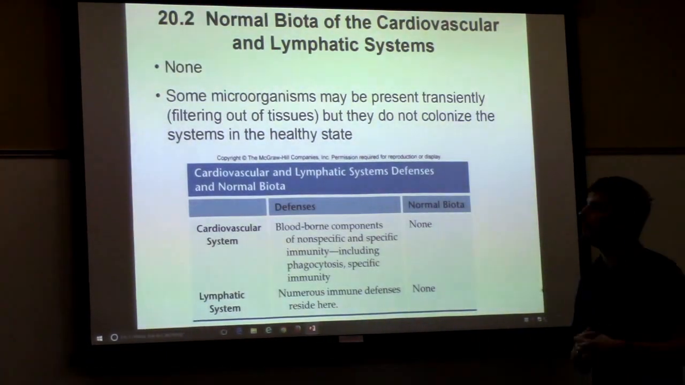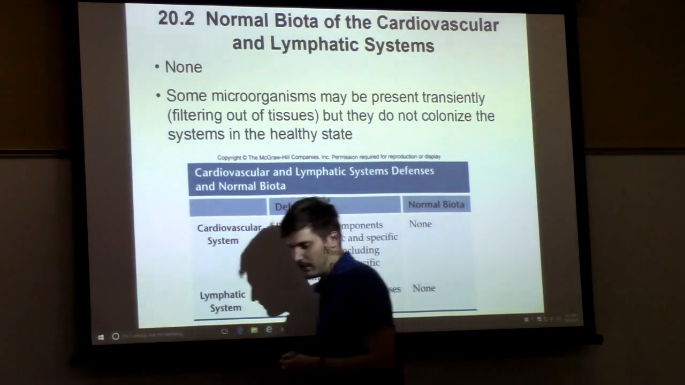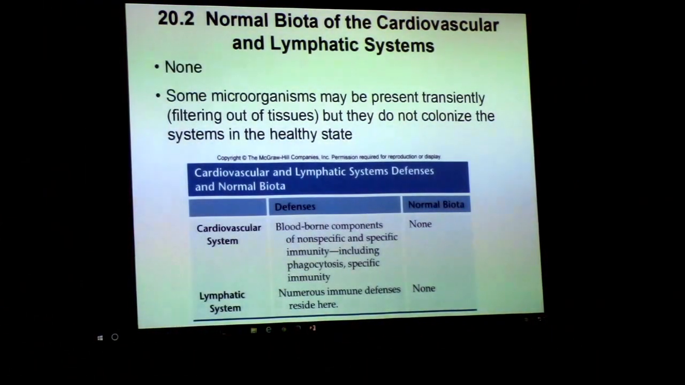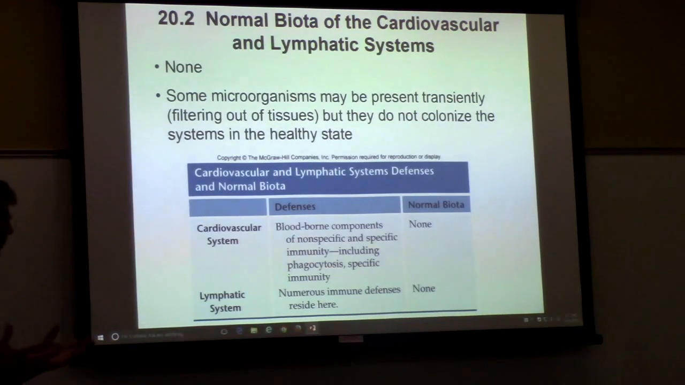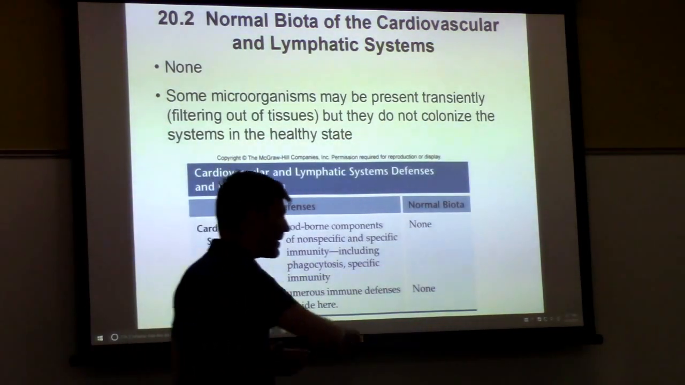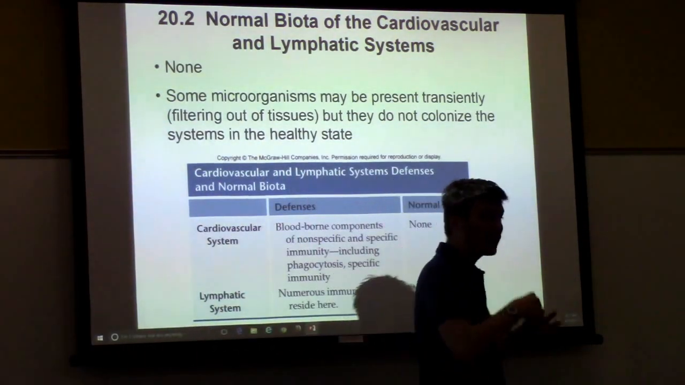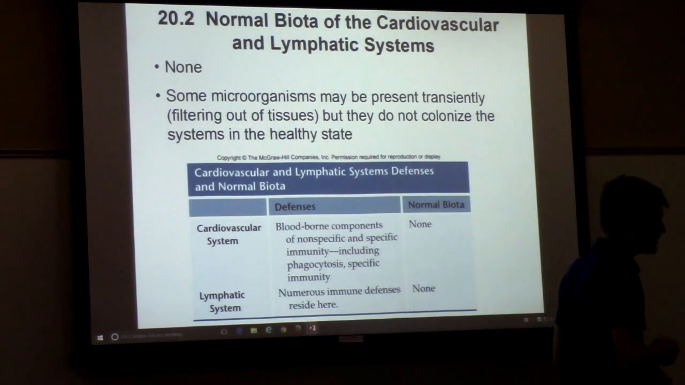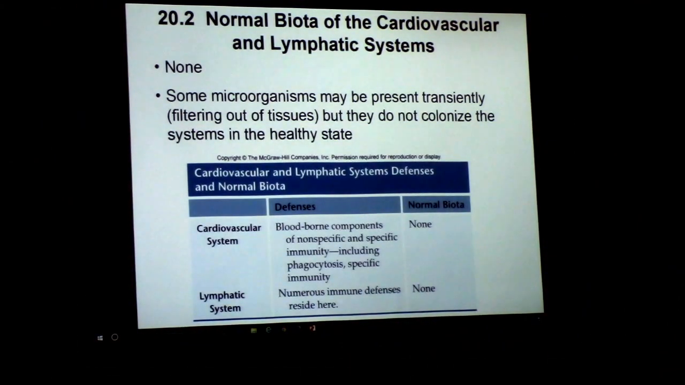So as far as normal biota are concerned, there should not be any. The bloodstream and the lymphatic system should be relatively sterile. However, it is not unusual to find a transient organism in there every now and then. It's not going to be the end of the world. The ones that are really going to be problematic are the ones that are actively growing and causing disease in either the cardiovascular or lymphatic system, and those are the ones that we're going to talk about.